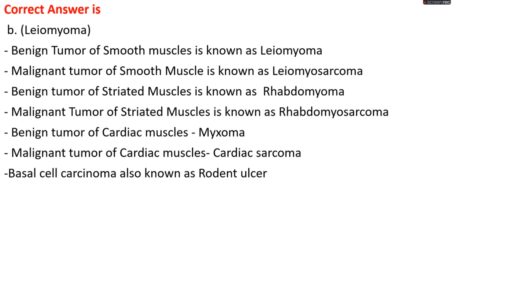The malignant tumor of striated muscles is known as rhabdomyosarcoma. And the benign tumor of cardiac muscles is myxoma, and the malignant tumor of cardiac muscles is cardiac sarcoma. Basal cell carcinoma is also known as rodent ulcer.